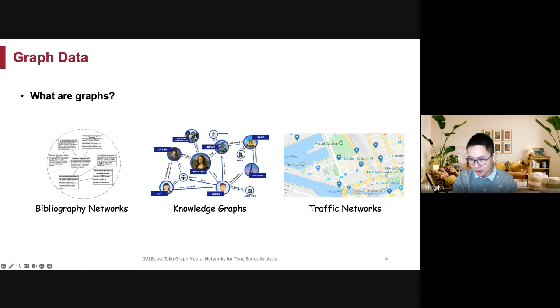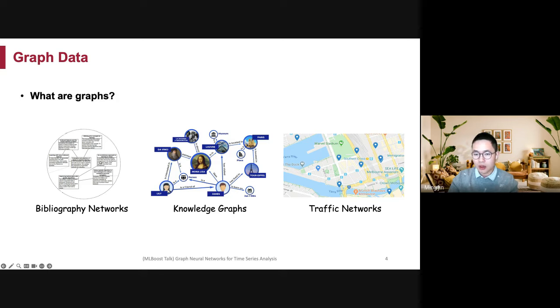So the relations in this knowledge graph describe the connectivities between these two nodes, these two entities. That's the knowledge graph. When it comes to time series, we usually talk about traffic modeling, which is a very typical example. In these cases, we can use graph neural networks to model it.